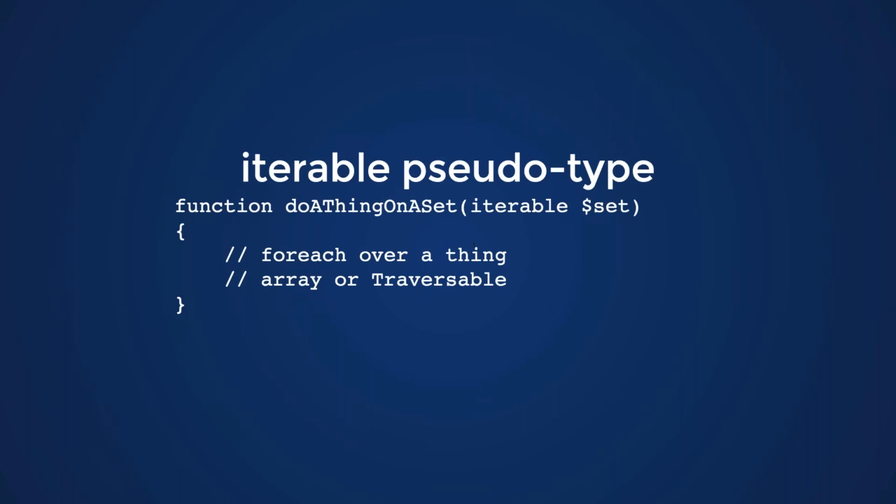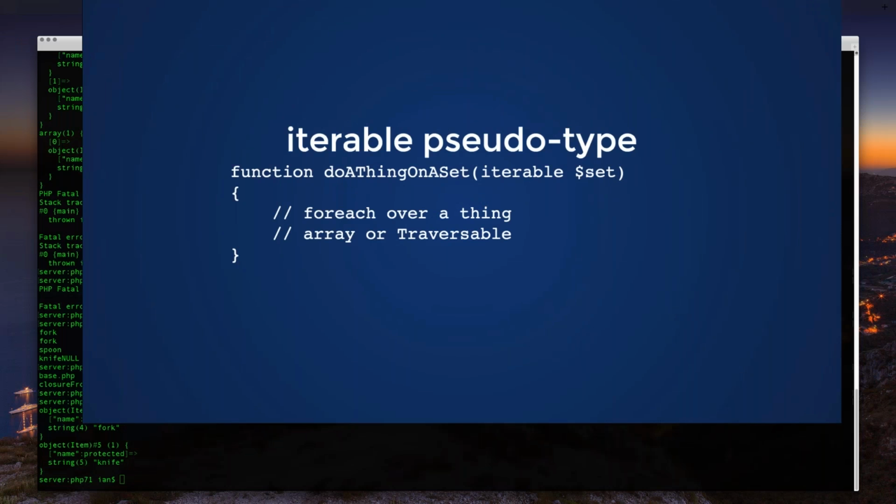So it's a kind of primitive, very specific case of, you could say, algebraic types or something to that effect. There's like array and traversable. Normally you can't type hint against those, but well, now you can.